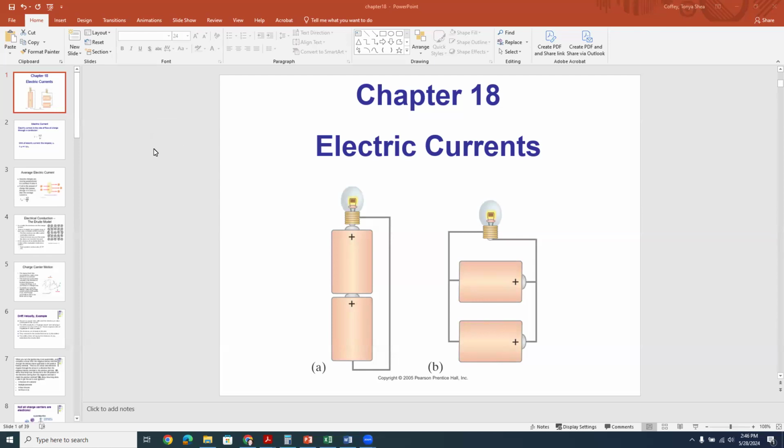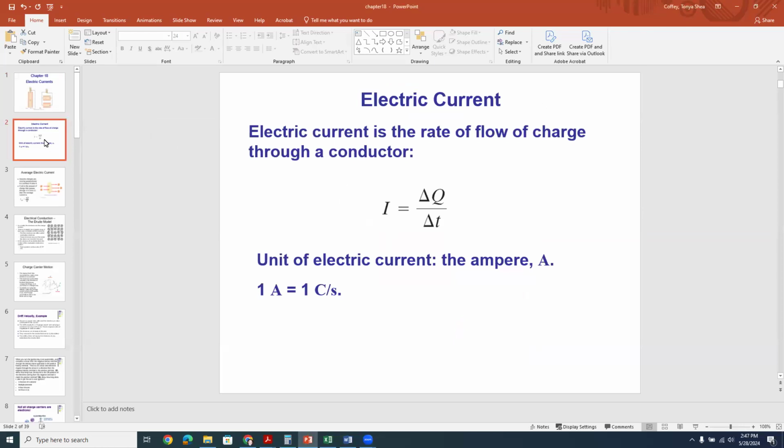Hi, everybody. So in this lecture, I'd like to talk to you about electric currents. We define electric current as the rate of the flow of charge through a conductor, usually. The equation which defines that rate of flow of charge is the amount of charge delta Q that flows past a reference point during a time delta T. So the amount of charge delta Q divided by delta T is the current.